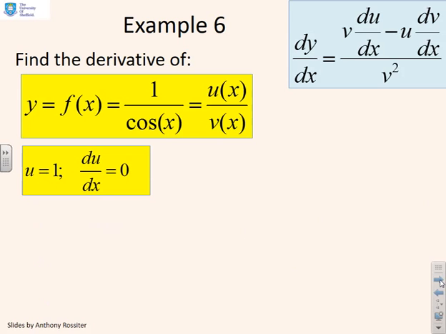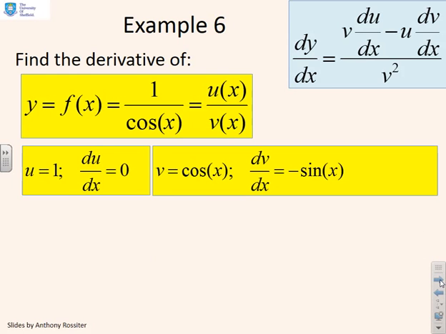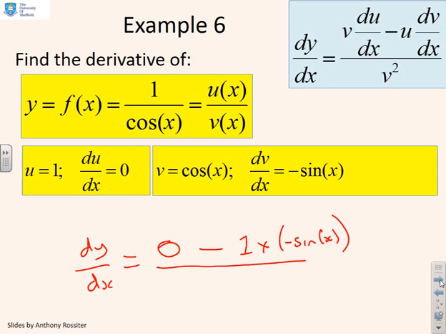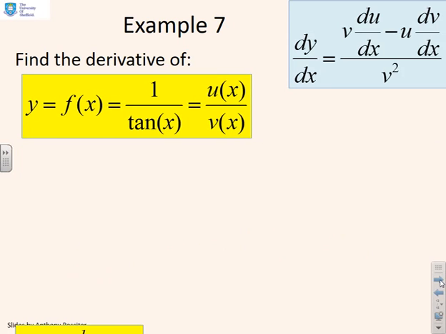What about 1 over cos x? Well, this is going to be very similar. Again, you'll see u is 1, du/dx is 0. v is cos x, so dv/dx is minus sine x. So I can now write down that dy/dx equals, we're going to get 0, I won't bother writing it out in full, and then minus 1 times minus sine x, all divided by cos squared x. And you'll see in this case the two minuses cancel, so you'll get sine x over cos squared x.